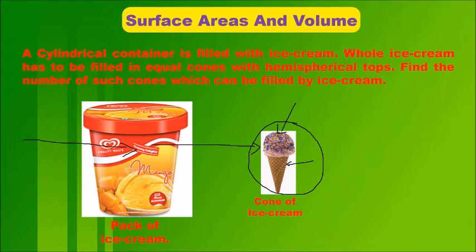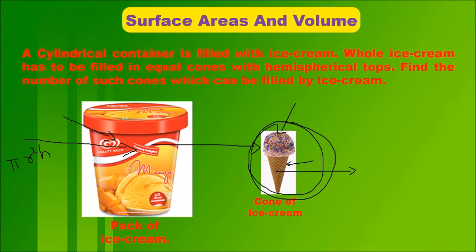To find the number of such cones, first of all, we have to find out the total volume of the ice cream. The total volume of the ice cream can be found by using the radius and height of this cylindrical container. Here we can use the formula pi r square into h because this is a cylindrical container. So the volume of a cylindrical container is always equal to pi r square into h. After that, we have to find out the volume of ice cream filled in one cone.